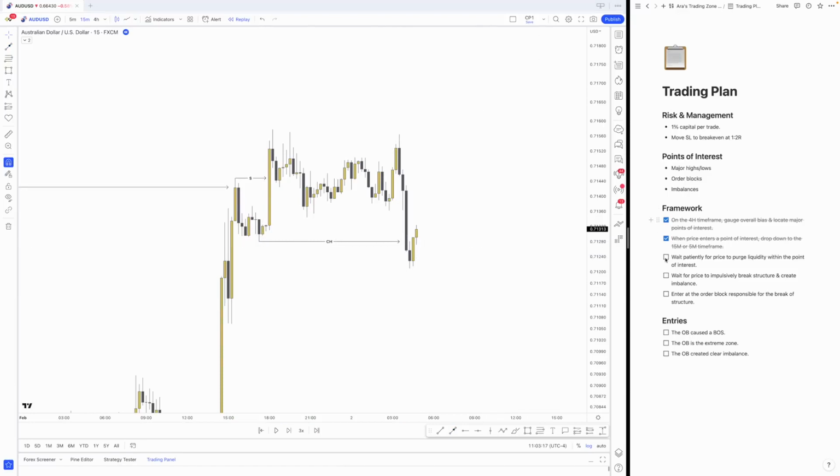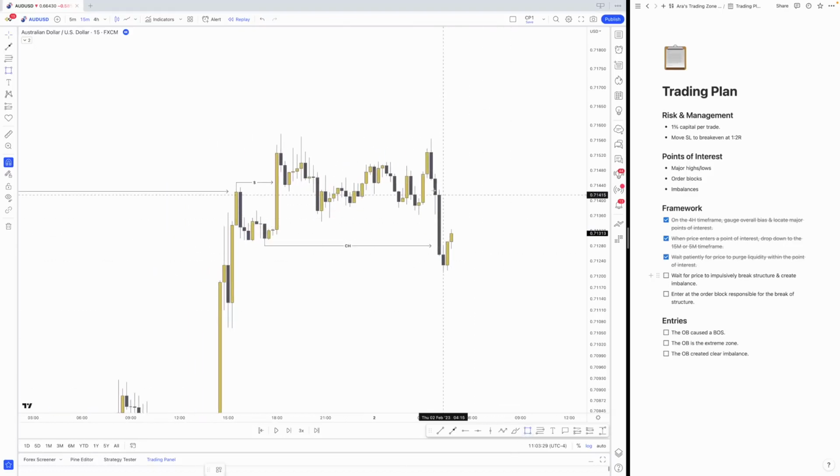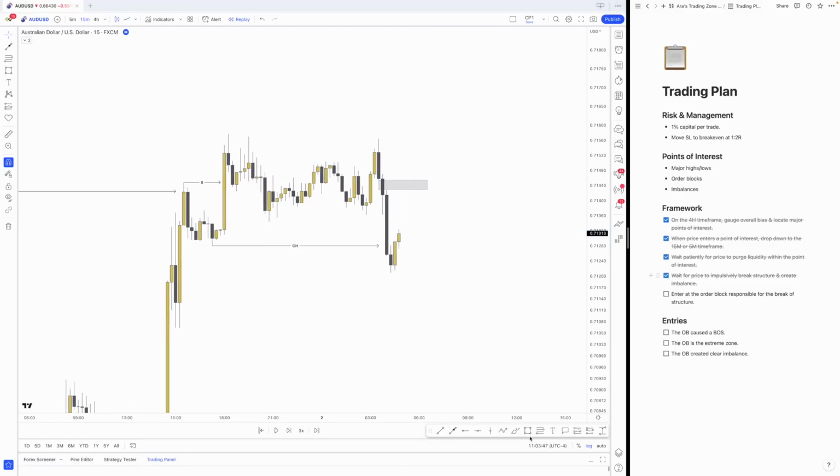Okay, so let's check some things off the list here. We waited patiently for price to purge liquidity within the point of interest. Now we wait for price to impulsively break structure and create imbalance. Do we have imbalance here? Yes, we do. In multiple areas, we have the extreme imbalance, which is up here. And we also have imbalance created down here. Now I choose to only focus on the extremes of the current leg that we're in. So I'm only going to focus on this up here. So we can certainly check that off the list. And now we have to locate the order block, which is just above it. It's the last bullish candle there before the bearish move.